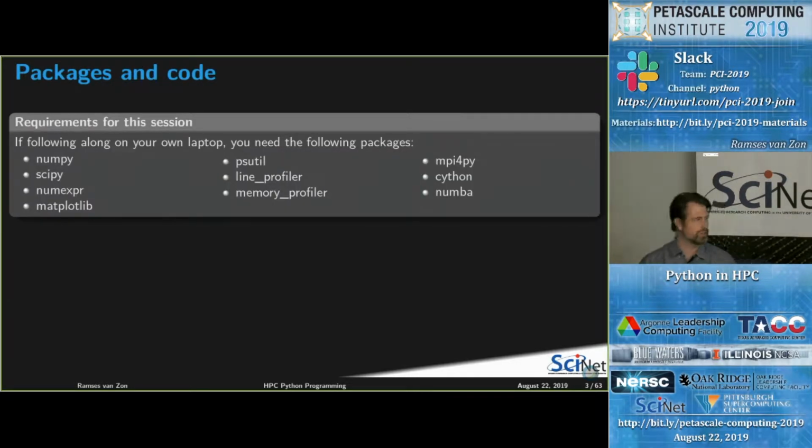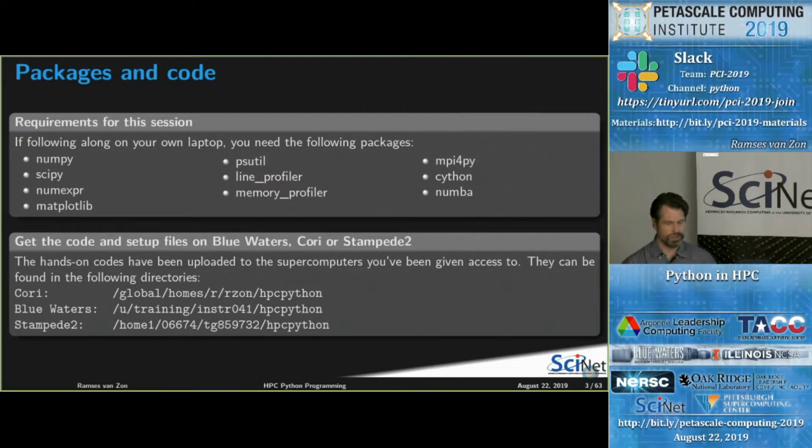So if you're doing this on your laptop, these are the Python packages you'll have to have: NumPy, SciPy, NumExpr, Matplotlib, if you want the graphics, that is, a line profiler, memory profiler, MPI for Py, Cython, and Numba. But if you're doing this on one of the systems, then you can just copy the code and use that. Depends on what system you're at, but we should have a reservation on Cori for this session. So I would suggest trying that one first, so that you will find the code in global, homes, rzon, HPC Python.